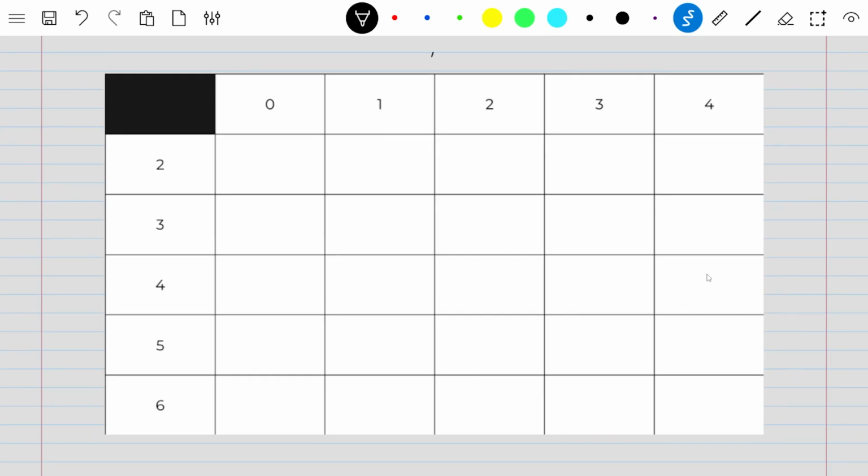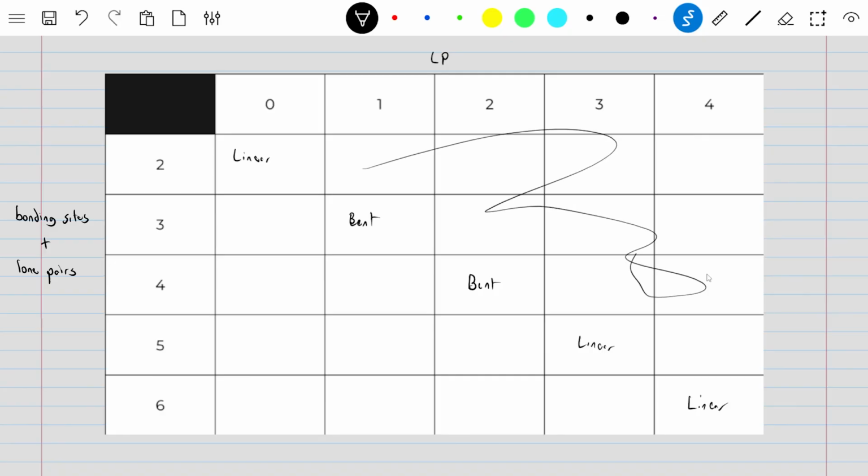We're going to start with a 6x6 table, and we're going to have the top be lone pairs and the left side be non-bonding plus bonding sites. The first thing we're going to mark is the linears and the bents. So it's going to go in order of linear, bent, bent, linear, linear. The stuff above these bents is literally not possible.